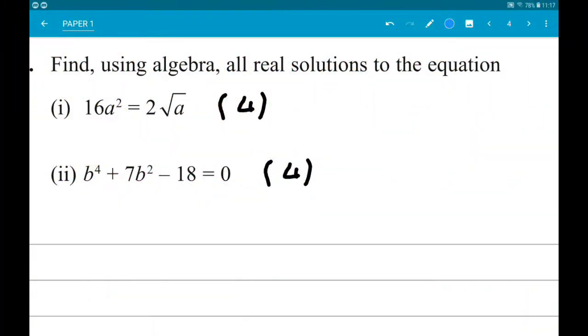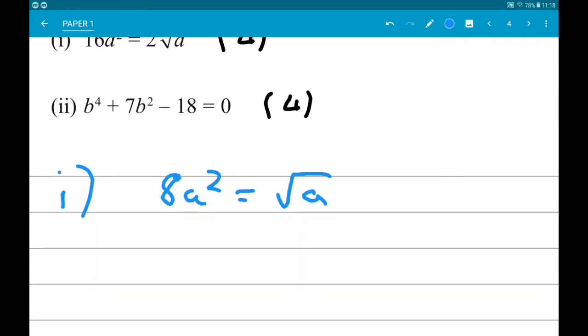Number 2. Find, using algebra, all real solutions to part 1, 16a squared equals 2 root a. Alright. Divide through by 2. First of all, we get 8a squared is root a. Square both sides, we get 64a to the power 4 is equal to a.